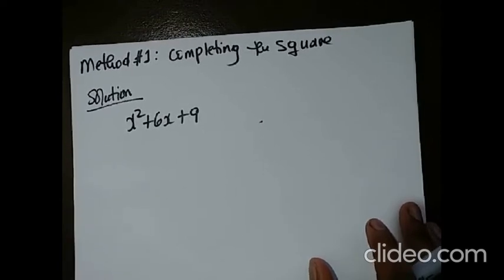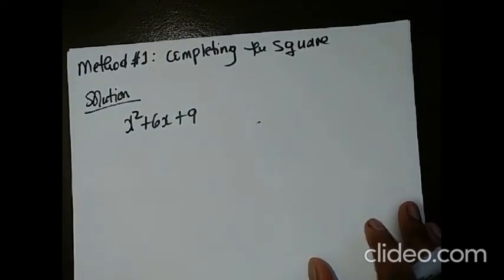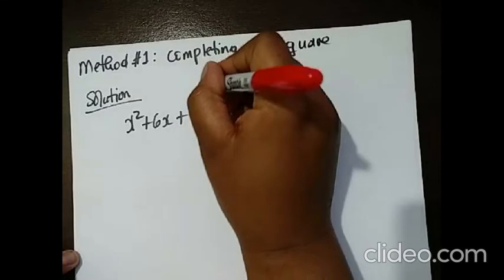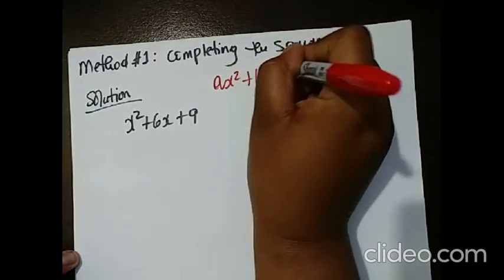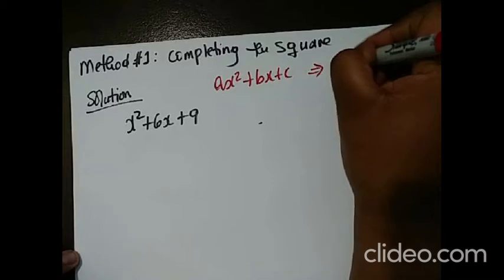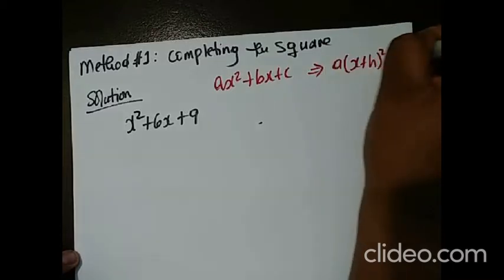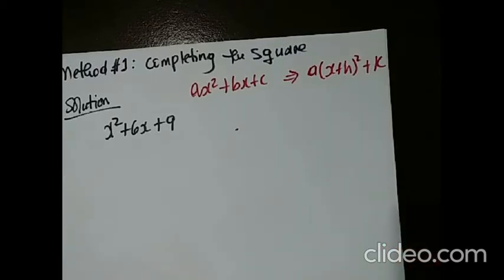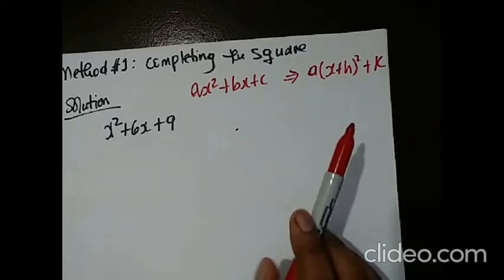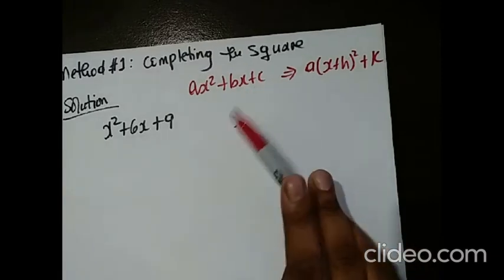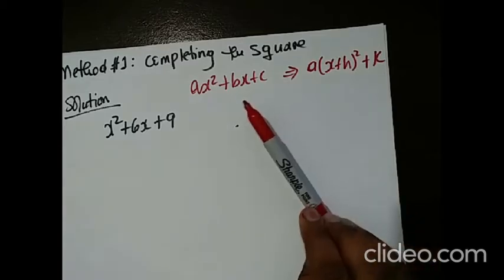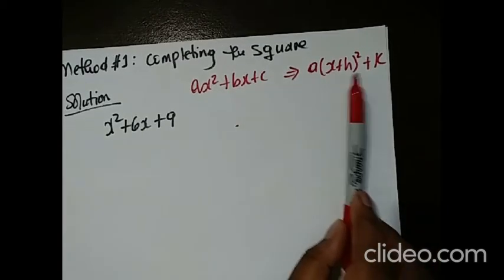Now the aim of the completing the square method is to get our quadratic equation from the form ax squared plus bx plus c, have it be equivalent to a open bracket x plus h squared plus k. So there's already an established way that you can transform this expression into this expression. You're going to transform it from the standard quadratic form to the vertex form.